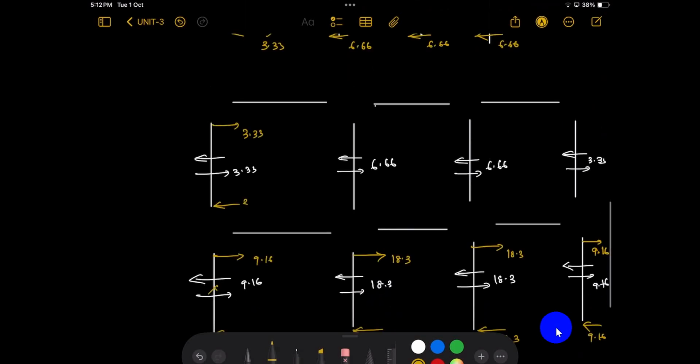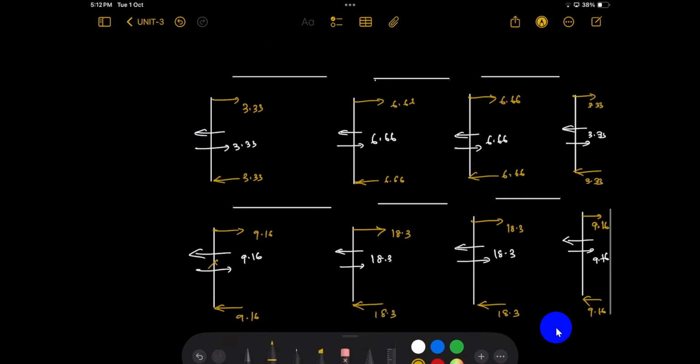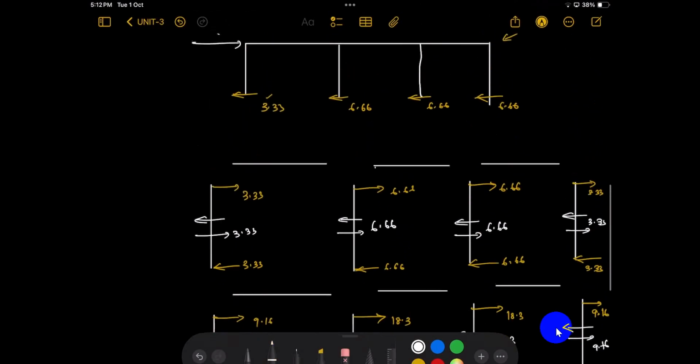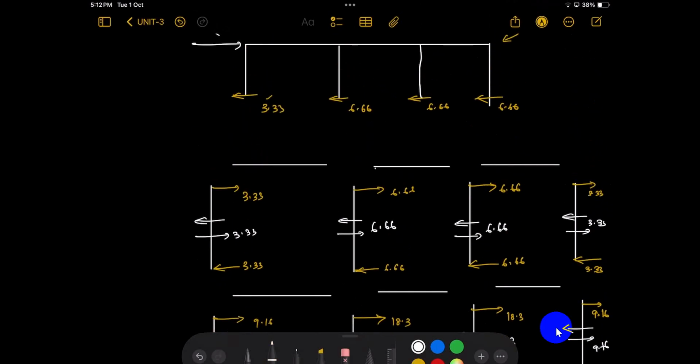Here also 3.33, 3.33, 6.66, 6.66, 6.66, 3.33, 3.33. Okay, so now comes the first thing. I will write down here: first, bending moment in columns.